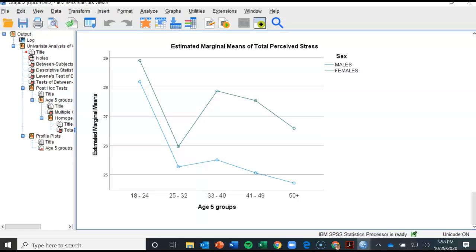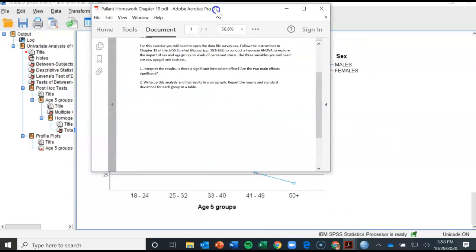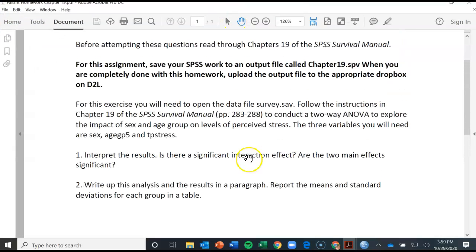Now, in your, what I want you to put in the quiz section, the homework sheet here, I ask you to interpret the results. Is there a significant interaction effect? Are the 2 main effects significant? So you can respond to that pretty easily in the quiz format.